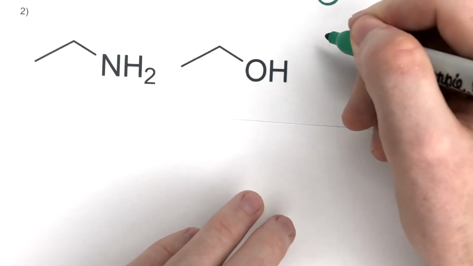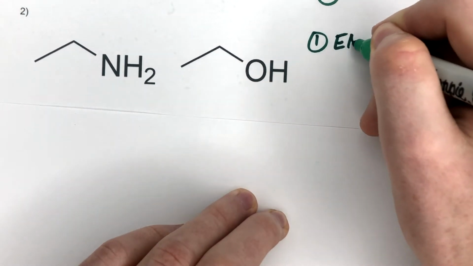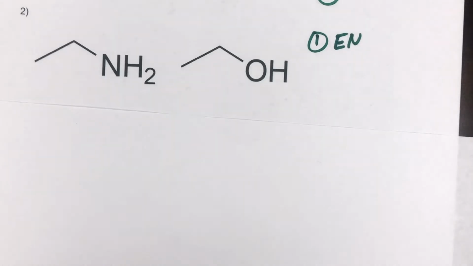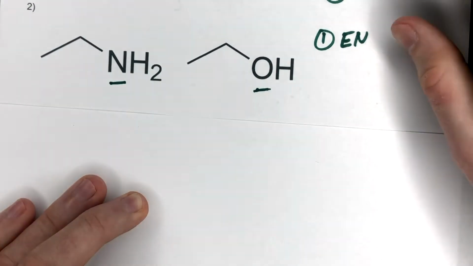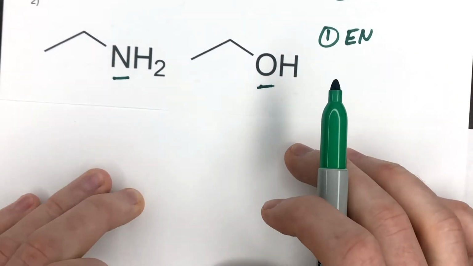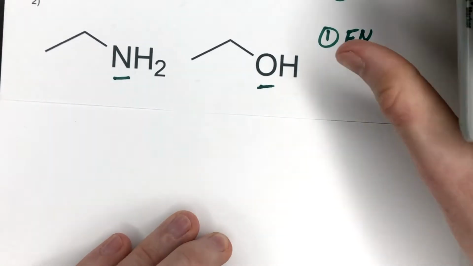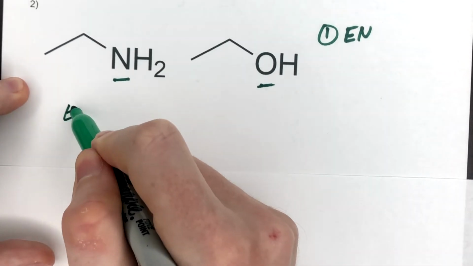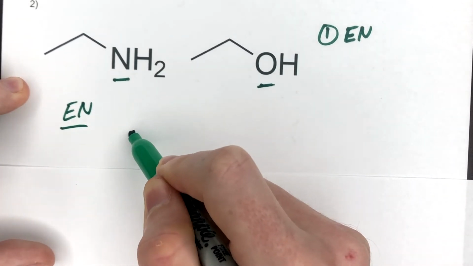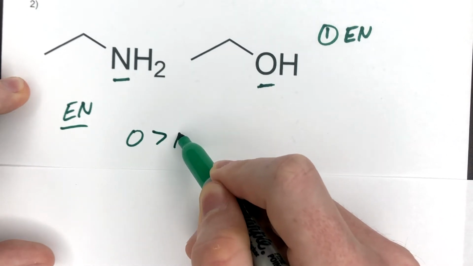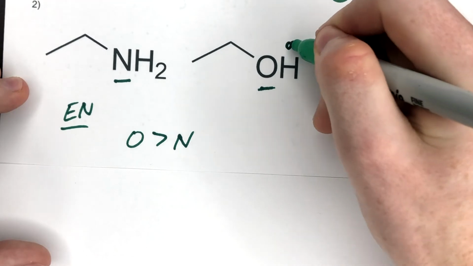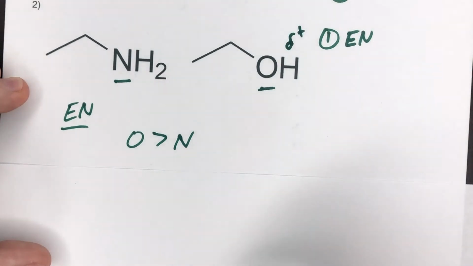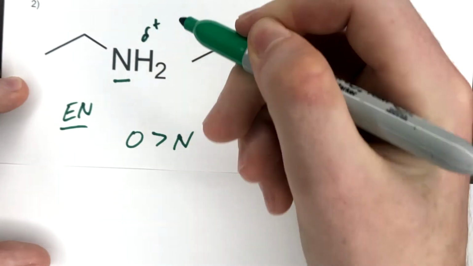Okay, so here let's go through this systematically again. First, let's look at the electronegativity of the atom bound directly to the proton. So we're comparing the oxygen to the nitrogen. And we know that oxygen is more electronegative than nitrogen. In essence, that oxygen is creating a stronger dipole, so this proton has more of a partial positive charge than the partial positive charge on either of those protons.